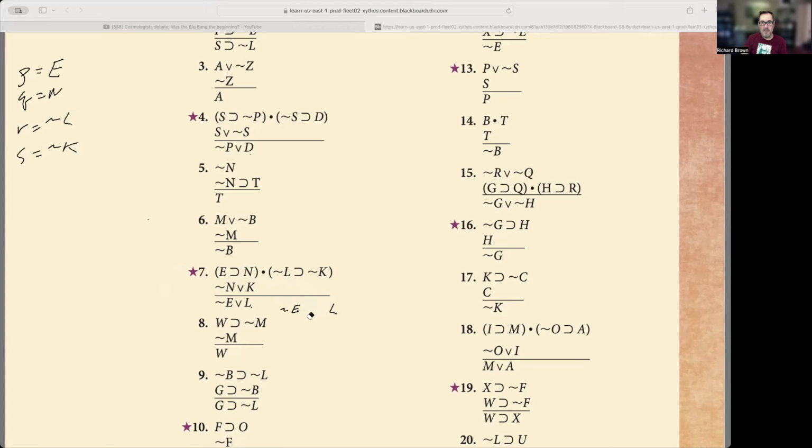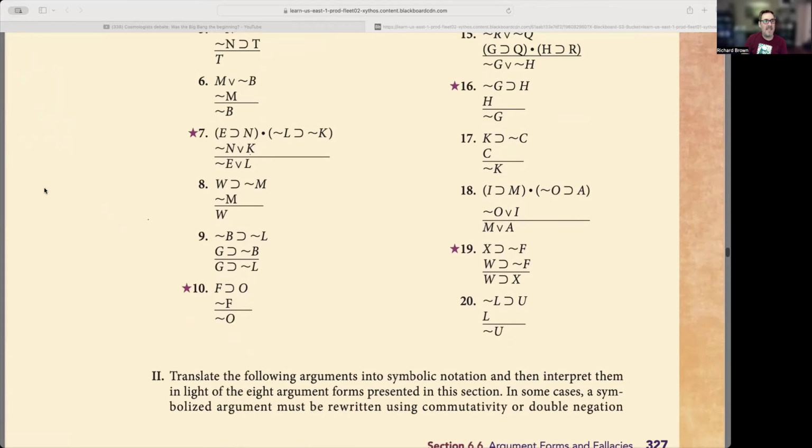Okay. Hopefully this is making some kind of sense. It's hard to tell when I'm just sitting here talking to myself. All right, going on here to number 10.